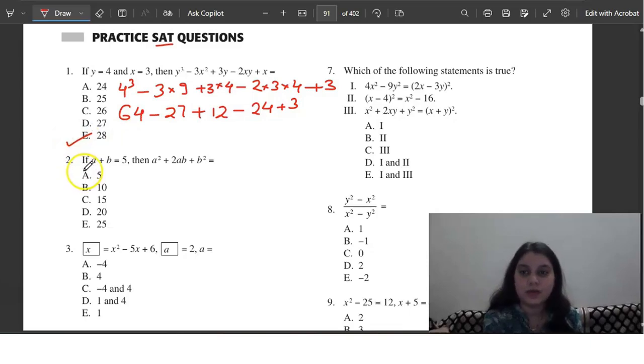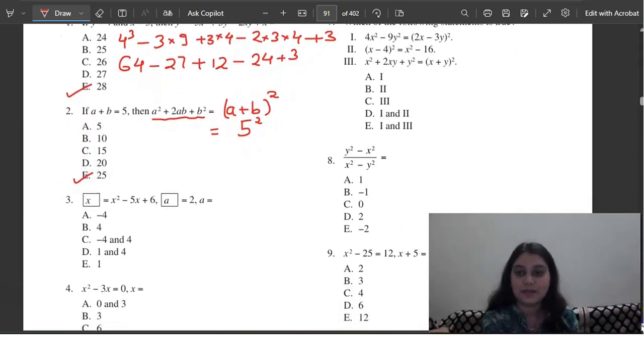Now question number 2. If a plus b is equal to 5, then find a square plus 2ab plus b square. Now in this question we can get a formula. If you see this clearly, it's a whole square plus b whole square plus 2 into a into b. That's basically a plus b whole square. So we can write this as a plus b whole to the power 2. Because we know the value of a plus b is 5, this is basically 5 to the power 2. That is 25. So E option is correct.